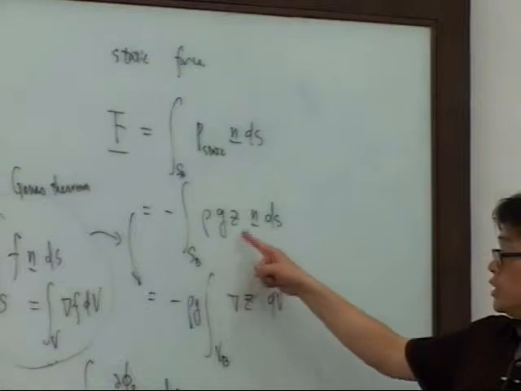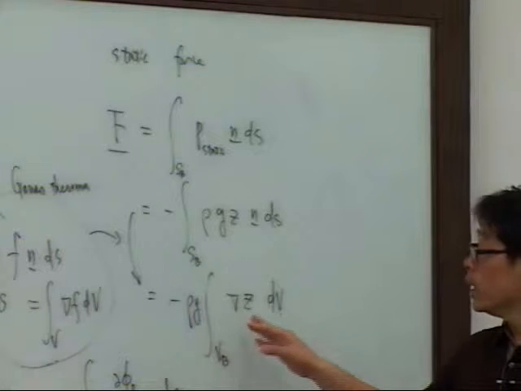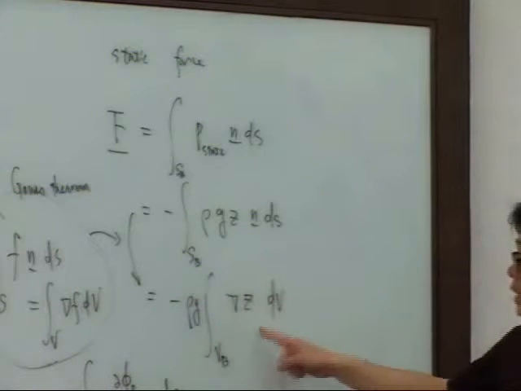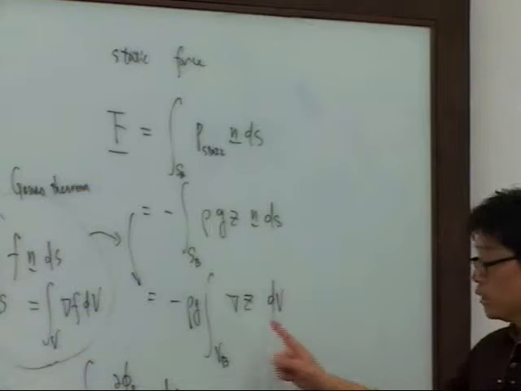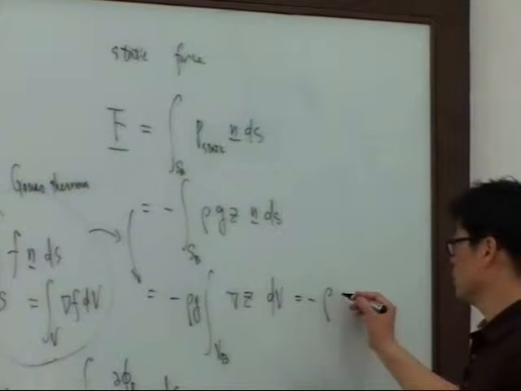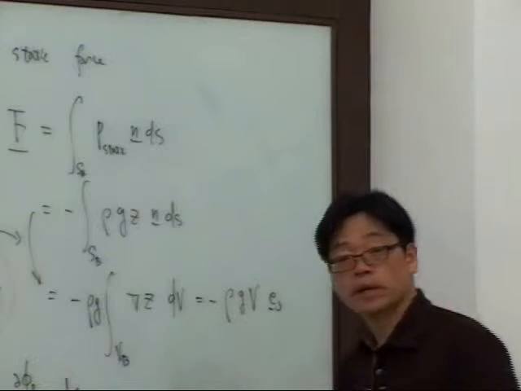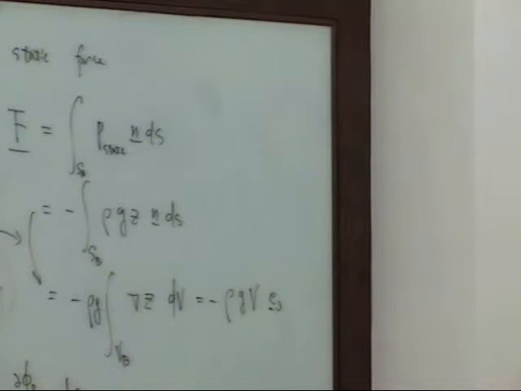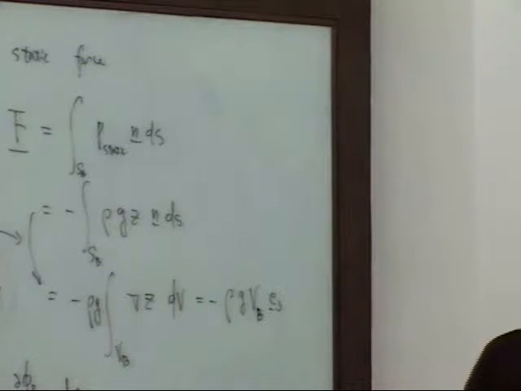So F is rho gz, but rho and g are constant, so I pull them out, and this F is nothing but z. And then you can see this guy obviously has a unit vector in the z direction. Which is nothing but buoyancy. Okay.